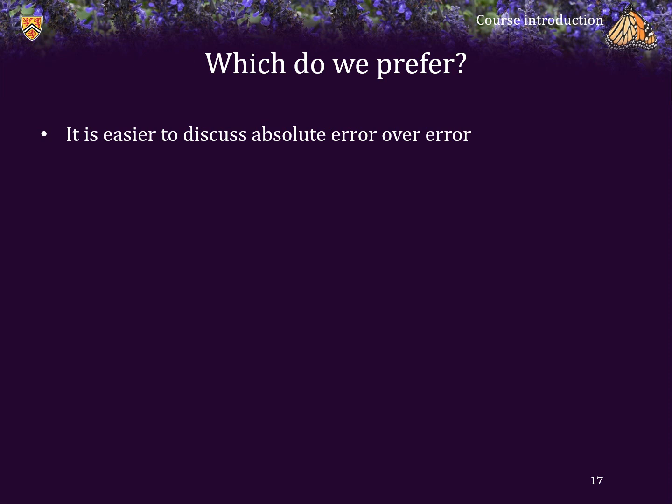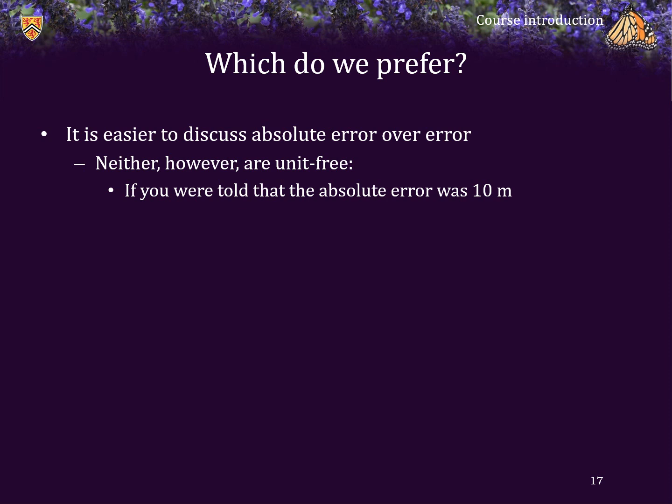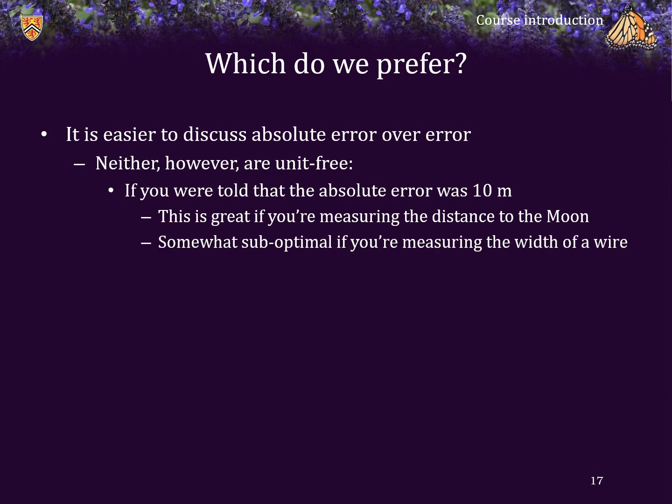Now, to begin, it is much easier to discuss absolute error over simply the error. However, neither of these are unit-free, and this can lead to problems. So suppose that you were told that the absolute error of some solution was 10 meters. This is great if you're measuring the distance to the moon. It's a little bit suboptimal if you're measuring the width of a wire.